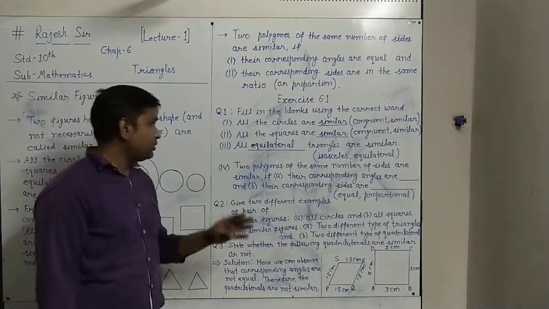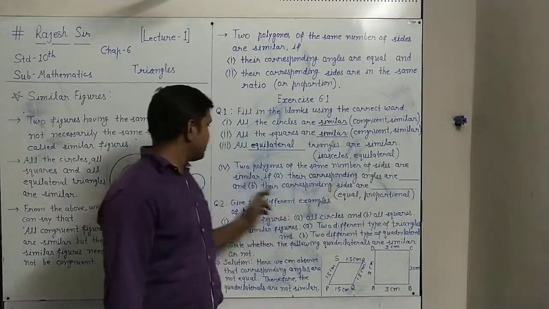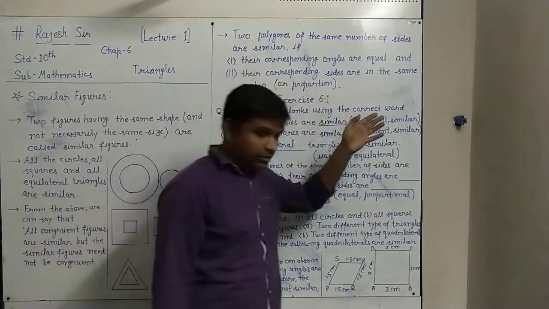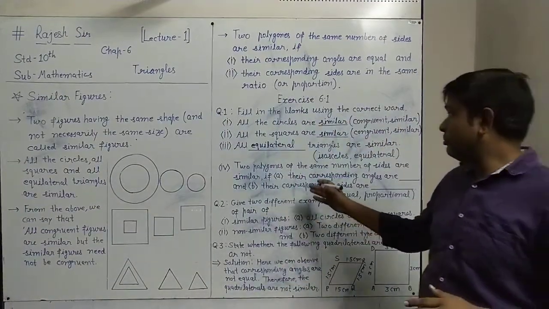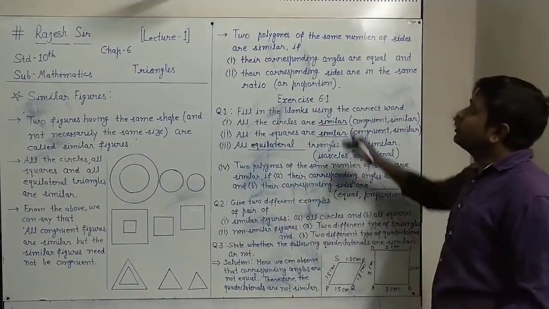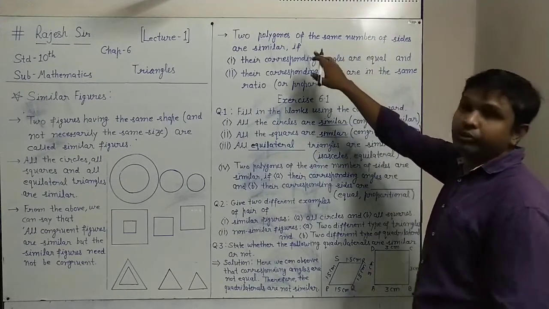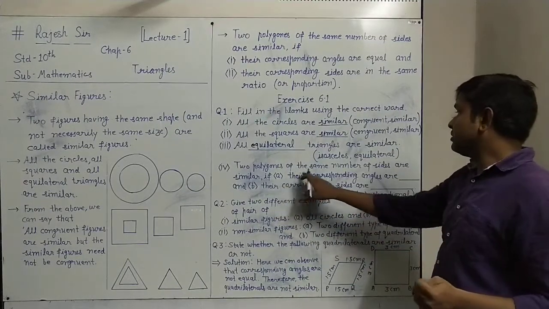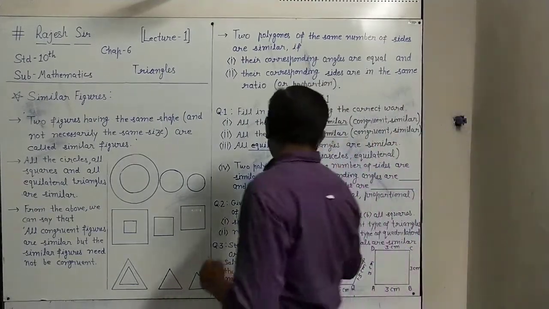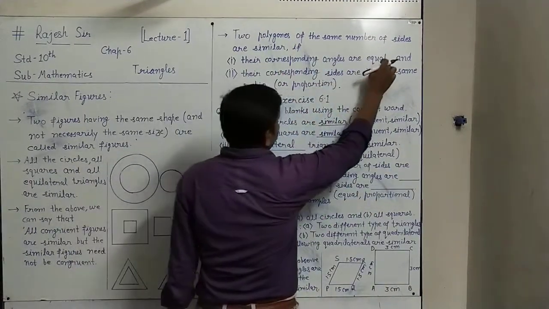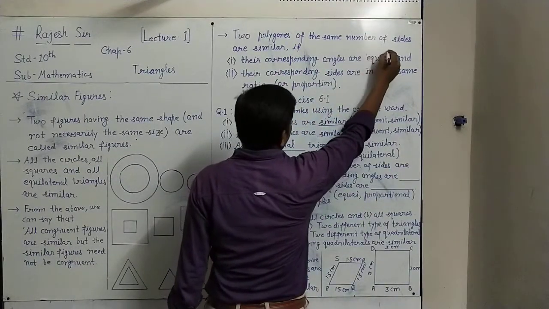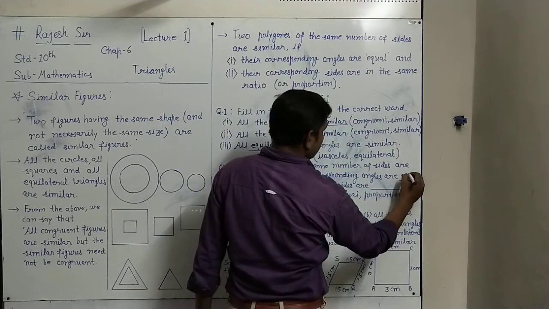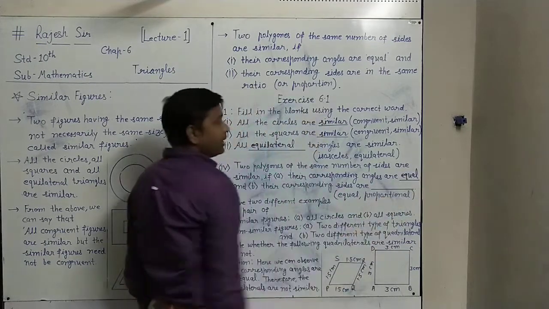Next, the fourth one: two polygons of the same number of sides are similar if, this is actually the definition, and a blank is there. From this definition you can understand that if two polygons are given, when can we say they are similar? If they have the same number of sides and A, their corresponding angles are equal. This word will be here: angles are equal. This will be correct for the angle.